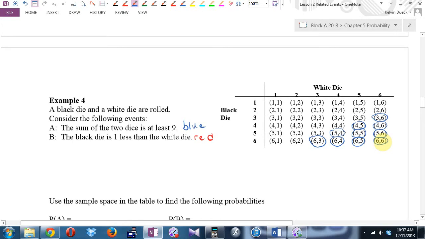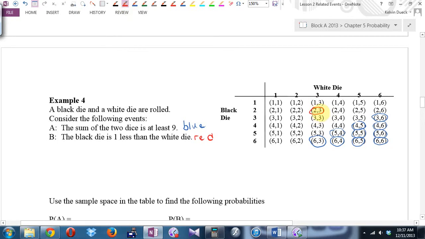Event B is the black die is one less than the white die. I better figure out what comes first, the black die or the white die. Looking at this, since this is a 2, and they wrote the 2 first, you know what? The first number is the black die. So I want that the black die is one less than the white die.